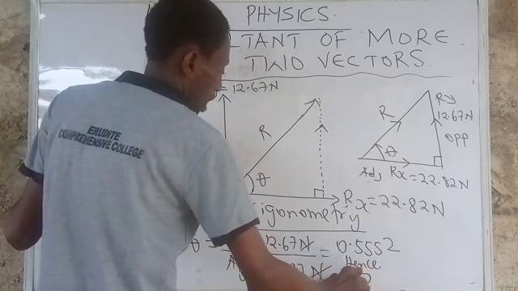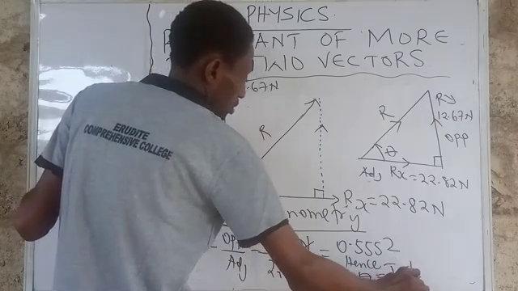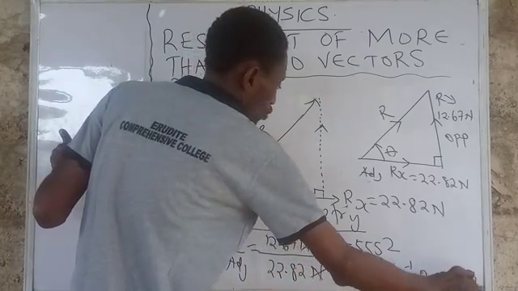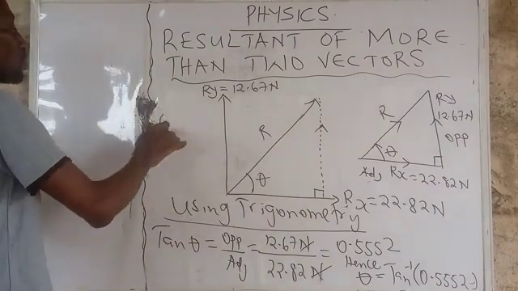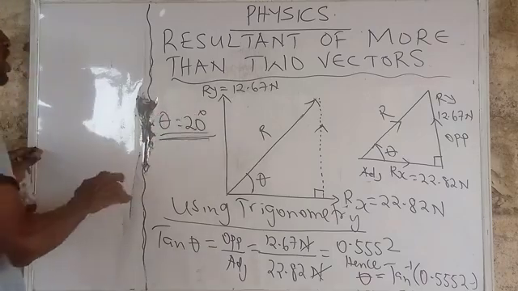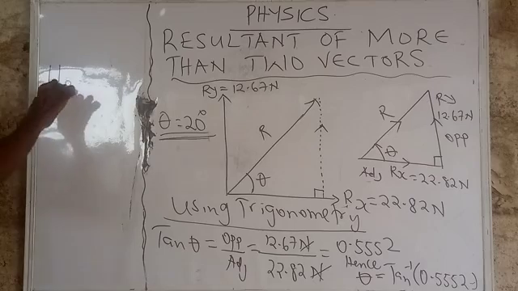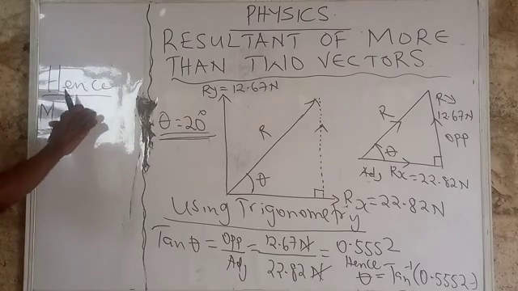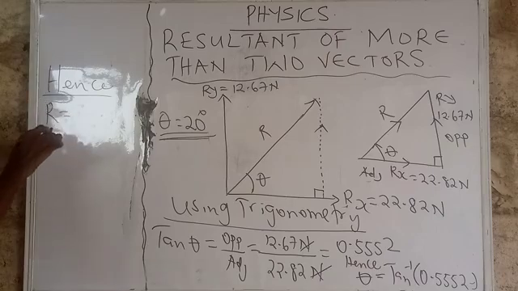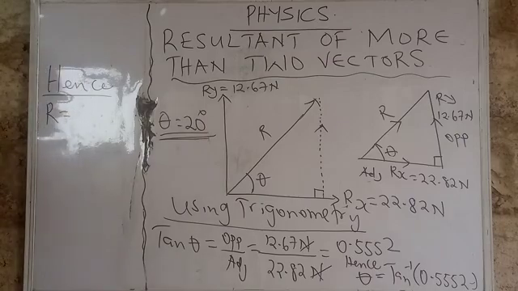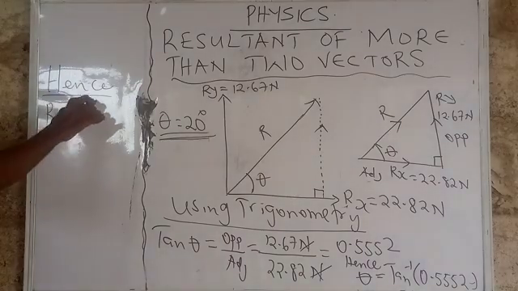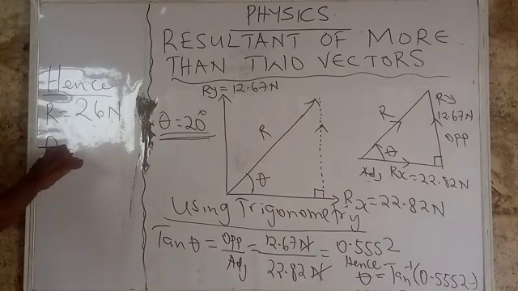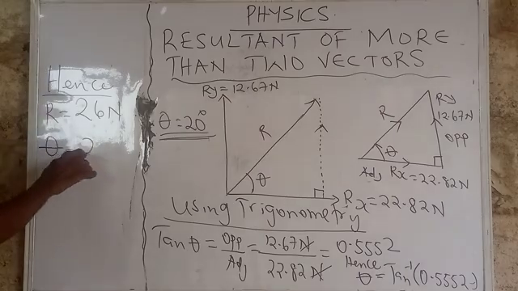Hence, theta will be arctan 0.5552. If you press your calculator, finding arctan 0.5552, your theta is going to be 20 degrees. Hence, the magnitude of the resultant is what we got from the Pythagoras theorem, which is 26 Newton. 26 Newton, that's the magnitude. While the direction, which is the bearing of the resultant, is 20 degrees.